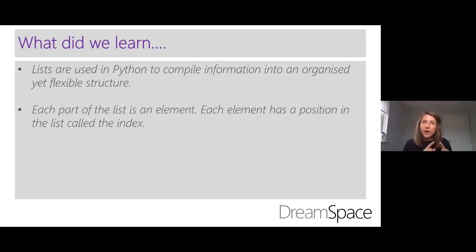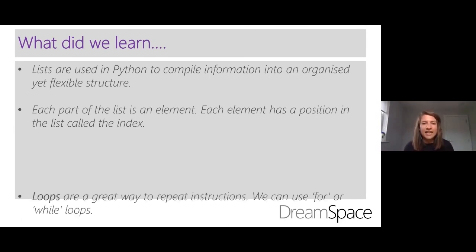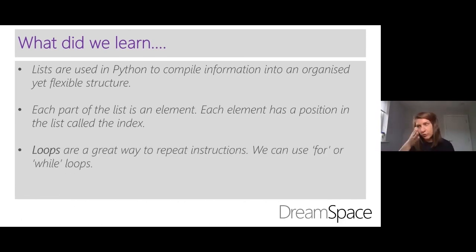So remember, each part of the list inside our square brackets is an element, and then each element's position is called its index. And remember, the index starts at 0, and then you count across to understand that.